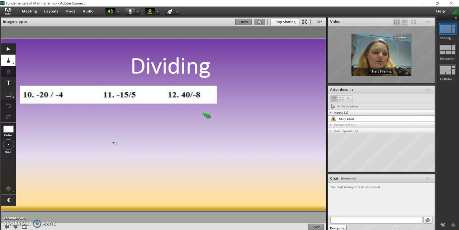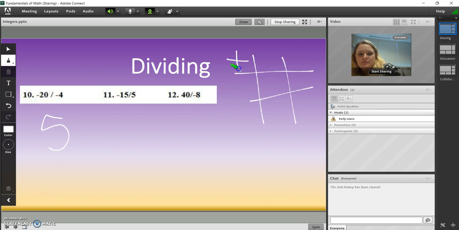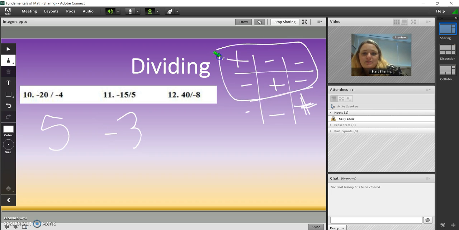Let's do division. 20 divided by 4 is 5, and then the same sign. We'll do this guy. Positive, positive, positive, and then the rest are negative. They're both negative, so we're going to get a positive number. 15 divided by 5 is 3, but they're different signs, so it's negative. Notice when they're different signs, one's positive, one's negative, you get a negative. 40 divided by 8 is 5, and they're different signs, so it's negative.